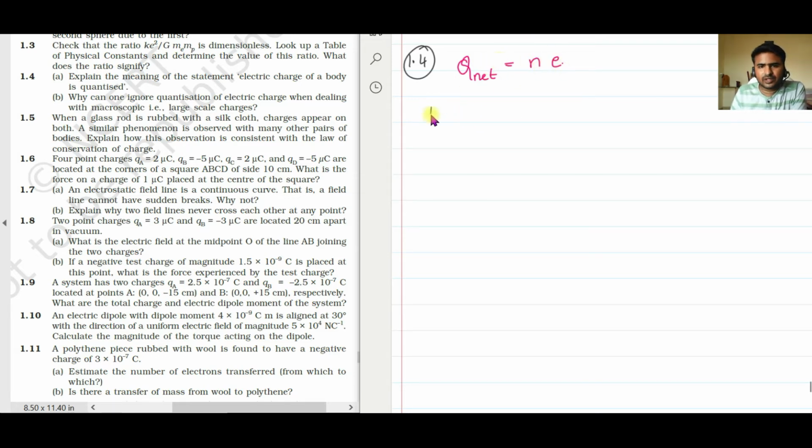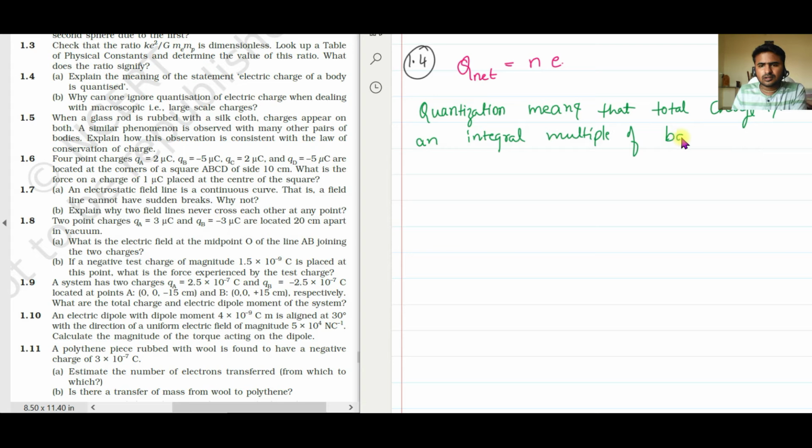So quantization means, let me write here, quantization means that total charge is an integral multiple of basic charge. Integral multiple of basic charge.